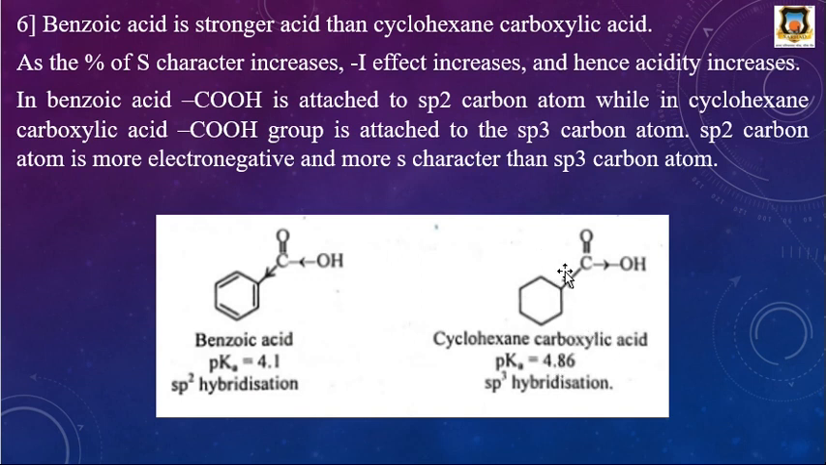In cyclohexane carboxylic acid, the sp3 hybridized carbon exerts a plus I effect. It increases the electron density around the OH bond. Therefore, it is difficult to break or dissociate this OH bond. Also, it destabilizes the conjugate base formed after the dissociation. But in benzoic acid, it assists the dissociation of the OH bond, and it also stabilizes the conjugate base formed after the dissociation. The pKa value of benzoic acid is 4.1, and the pKa value of cyclohexane carboxylic acid is 4.86. Therefore, the lower the pKa value, the stronger the acid.